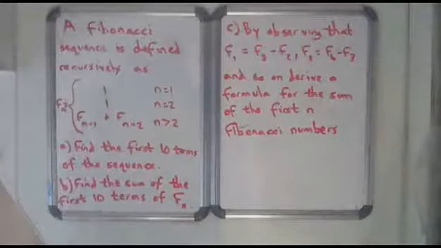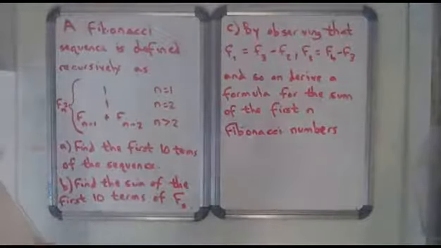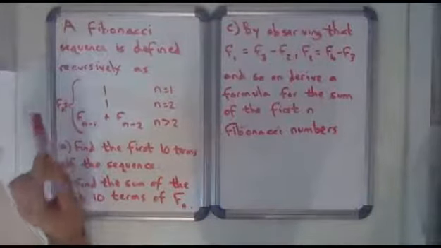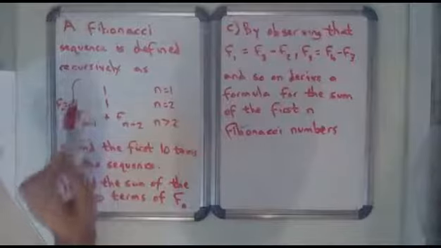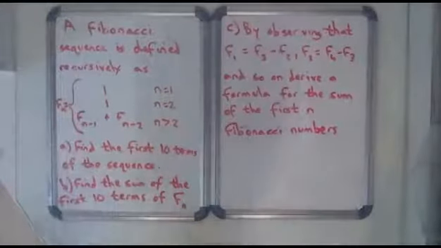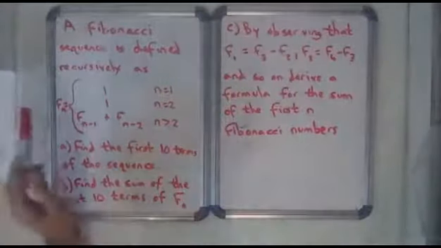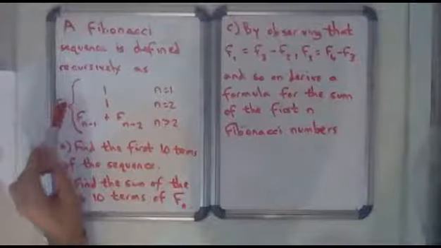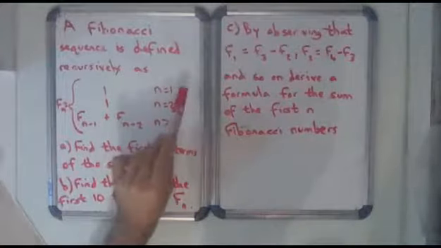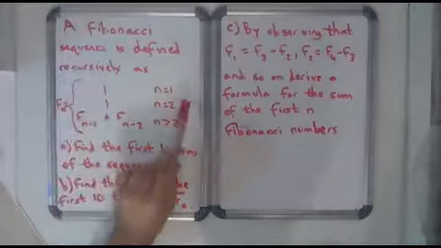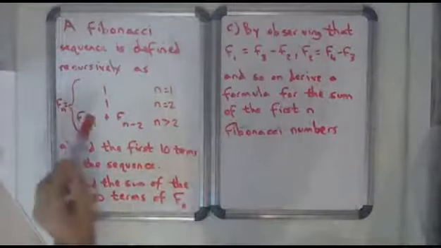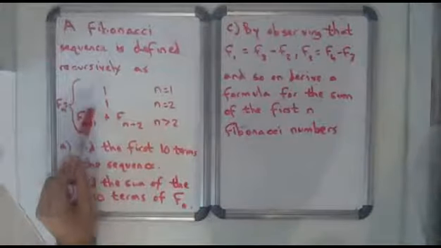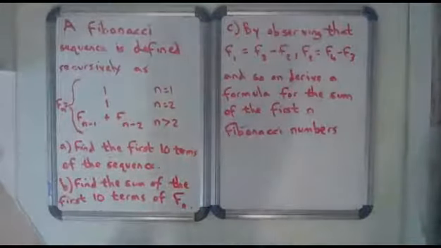Fibonacci sequence is defined recursively as so. This is actually a piecewise definition. Depending on the value of n, it affects the rule for the sequence. The term is 1 if n is 1, the term is 1 if n is 2, and if n is anything greater than 2, then the term is the last term plus 2 terms ago added together.